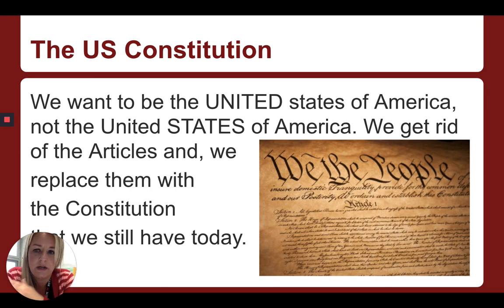And so those politicians get rid of the Articles, and they're going to replace them with the Constitution that we still have today. Now, it was a long process. It was not an easy process to get through, because these guys are all coming from different areas. They have different things that they want to emphasize and different things that they think are important for America, based on who they are and their backgrounds and what they've experienced. And so they have to find a way to compromise on all those things.